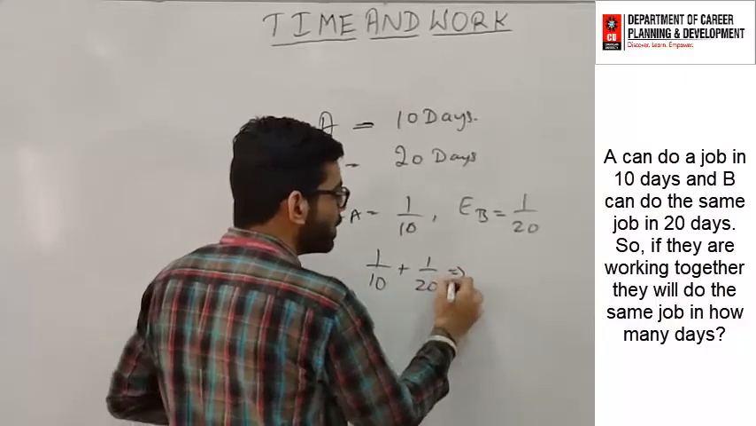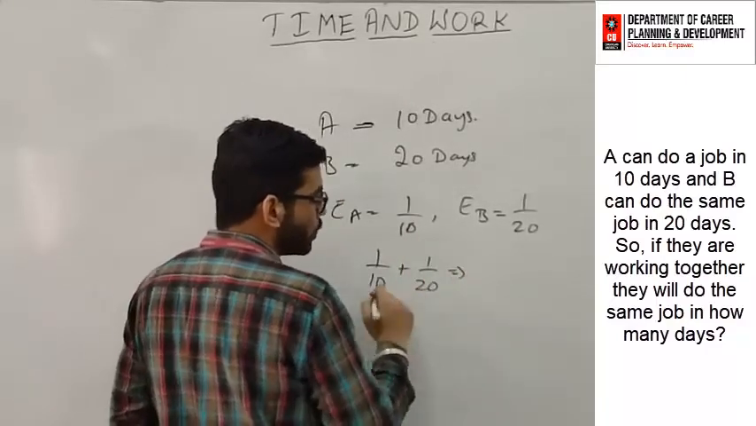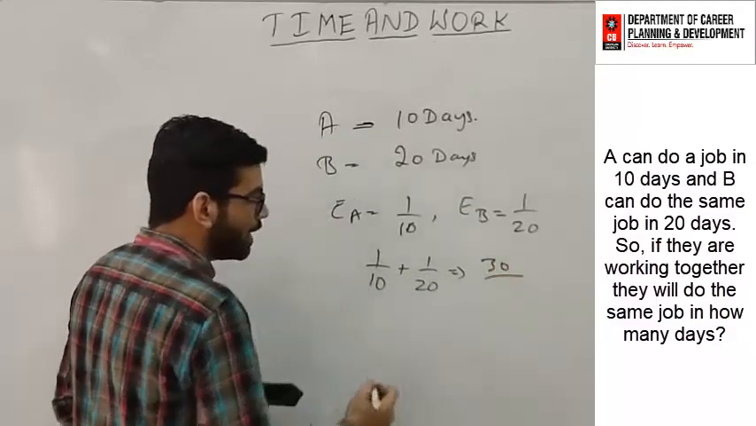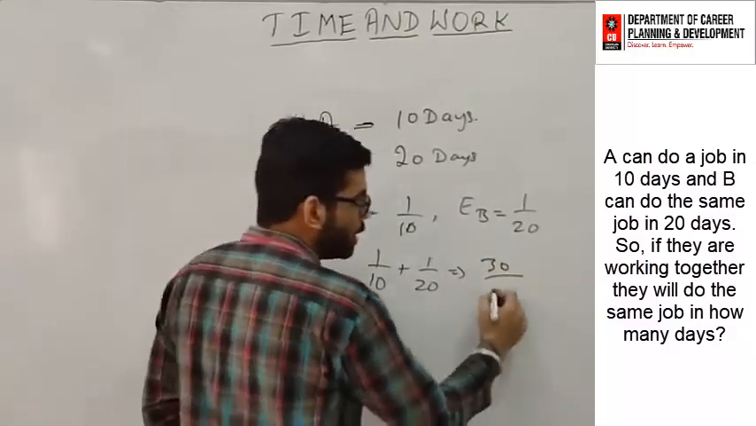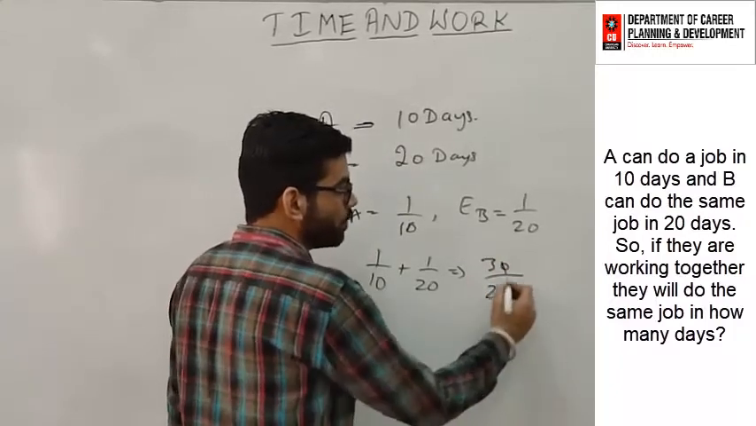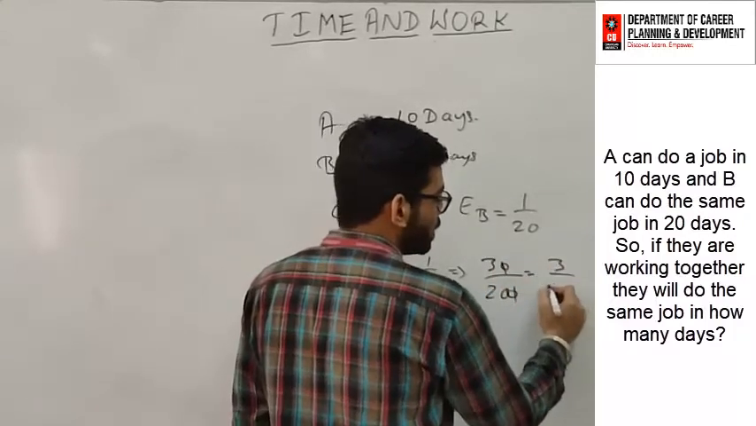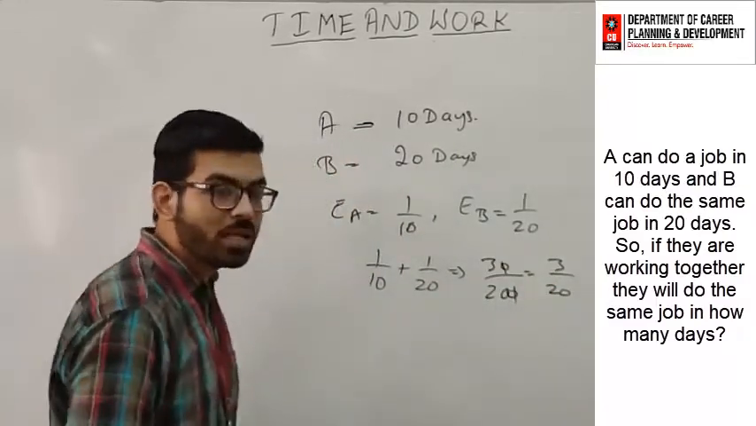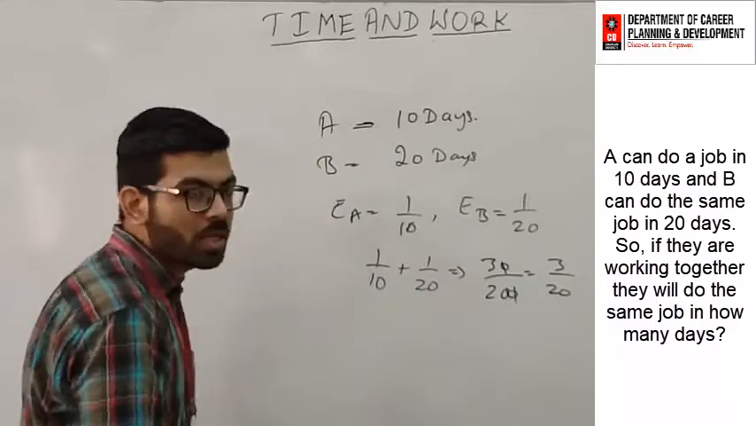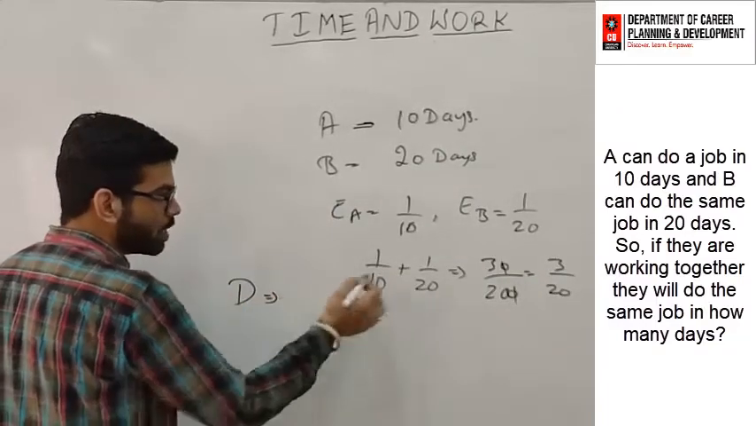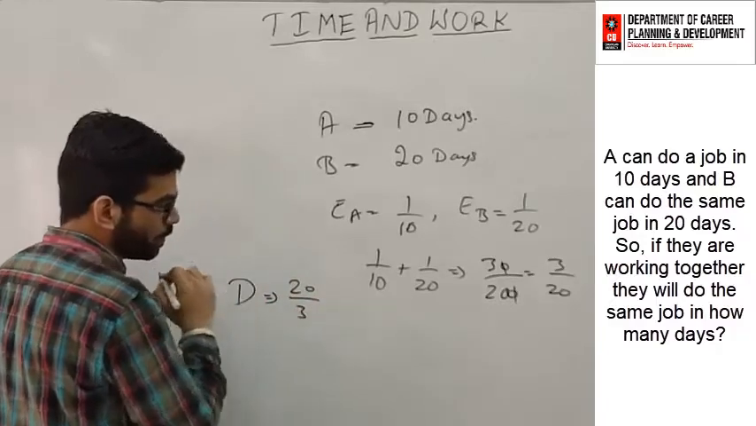When you solve the value, you get 20 into 1 plus 10 into 1, that is 30, divided by 20 into 10, that is 200. So from here, the value comes out to be 3 by 20. This value is 3 by 20, but the actual answer is the reciprocal of this number. That means the total number of days comes out to be 20 by 3.